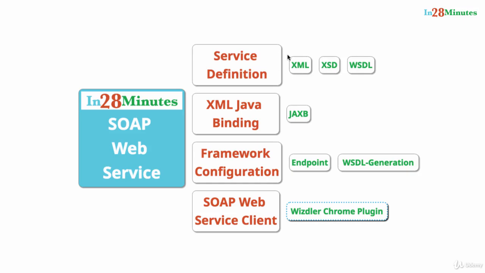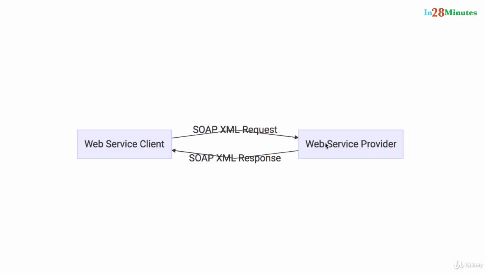We would start with defining our service. We would define XMLs for our request and response, and we would define XSDs for them. XSD stands for XML Schema Definition. So what we want to create is a web service provider, right? We would want to create a SOAP web service provider, which can accept a SOAP XML request and provide an output in terms of a SOAP XML response.